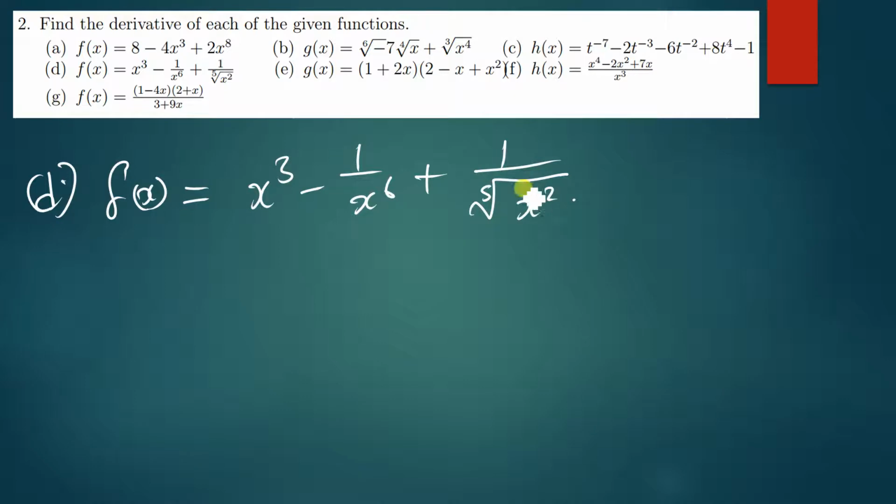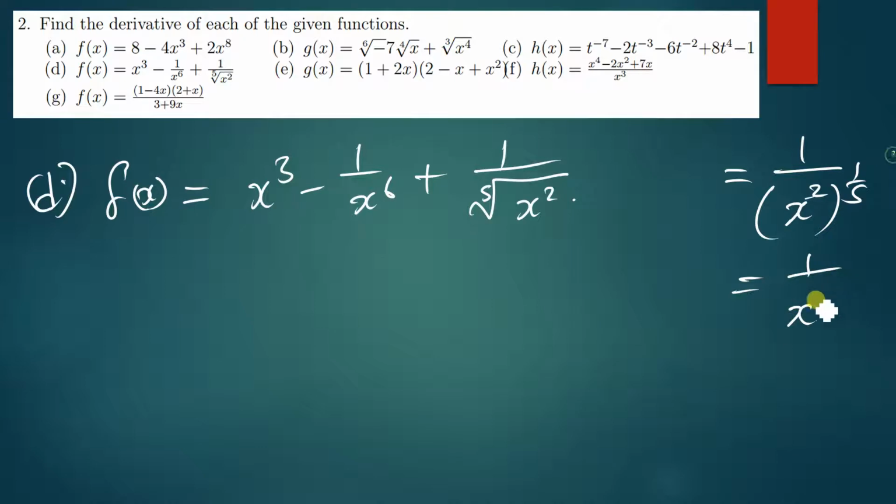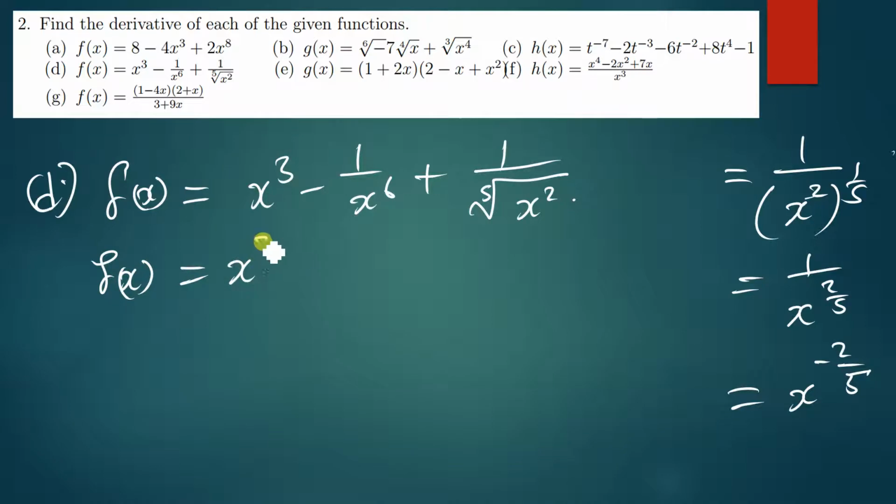So this part here can also be written as 1 over x to the power 2 in brackets, and then 1 over 5. Then this can be further simplified to 1 over x to the power 2 times 1 over 5, that's 2 over 5, which can also be written as x to the power negative 2 over 5. So this is what I'm going to write there. So I have f of x being equal to x to the power 3 minus, this part can be written as x to the power negative 6. Then this other part can be written as x to the power negative 2 over 5.